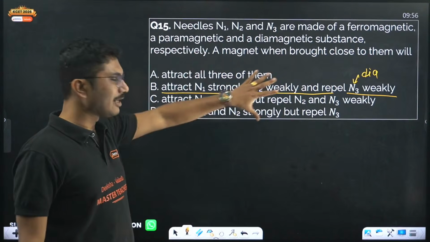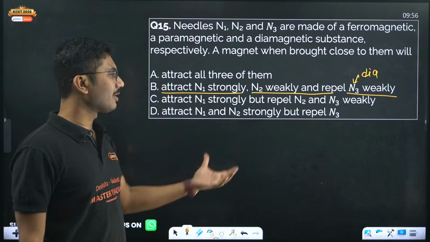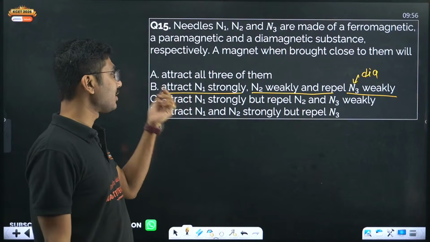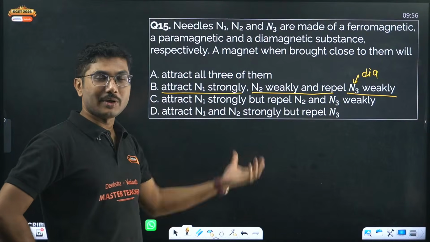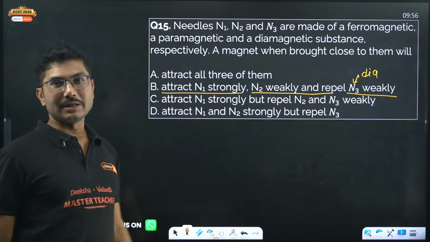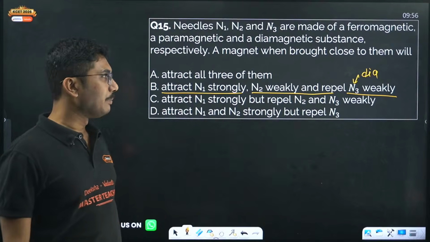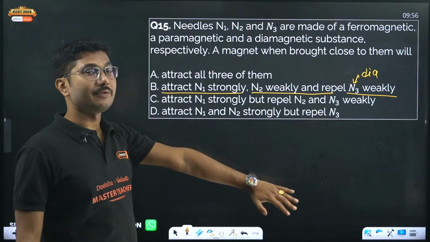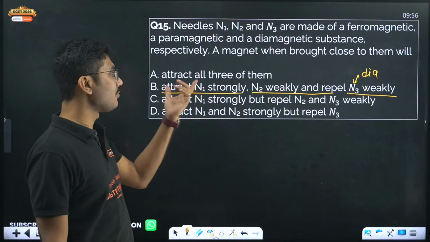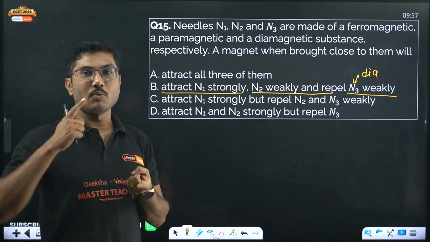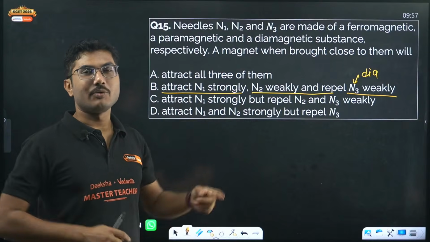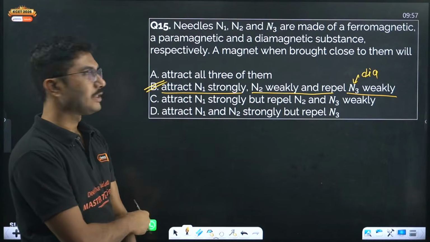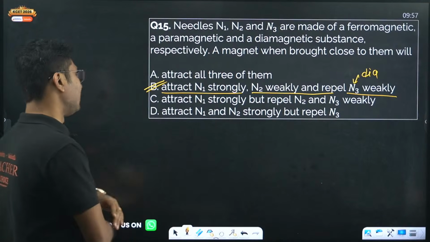But from these kinds of options, you are sure that only one of them will be the correct answer. If they mix the options, suppose they mention attract N2 strongly, N1 weakly, and repel N3 weakly, then in that case you have to analyze. When such options are given, you don't need to analyze at all, because obviously you know one of them will be strong, one will be weak, and a third one will be repelled weakly. So obviously option B is correct. This is how you should eliminate the other options as well.